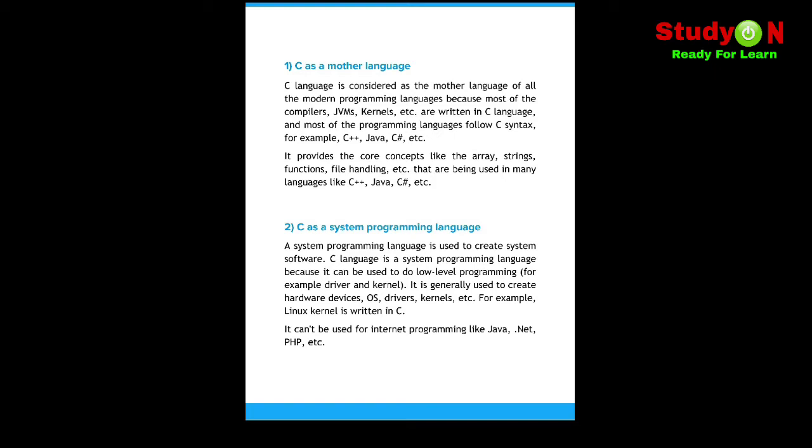Now, C as a system programming language. A system programming language is used to create system software. C language is a system programming language because it can be used to do low-level programming. It is generally used to create hardware devices, operating systems, drivers, kernels, etc. For example, the Linux kernel is written in C. It can't be used for internet programming like Java, .NET, PHP, etc.